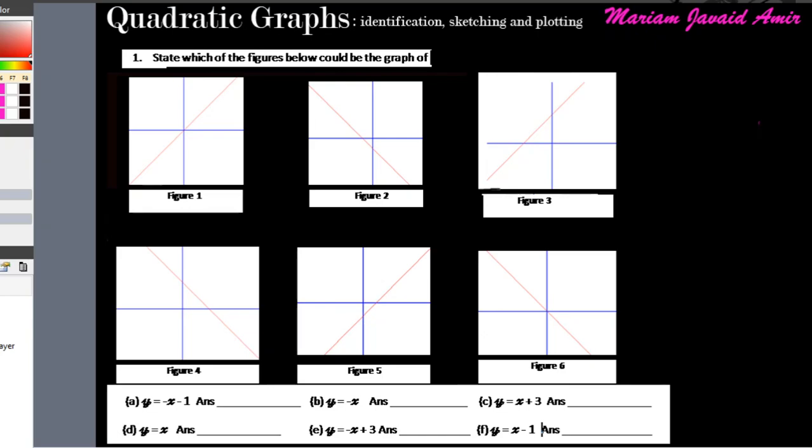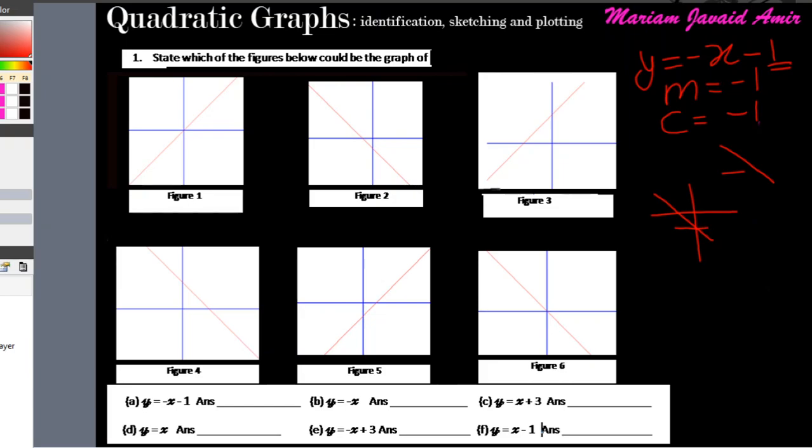Okay, so question number 1: state which of the figures below could be the graph of part A, y = -x - 1. So for y = -x - 1, the slope is negative 1. Slope is always the coefficient of x, and the y-intercept, or c, is also -1, which is this constant. So our graph should be a falling graph, and it should cut the y-axis at -1. So it should look something like this.